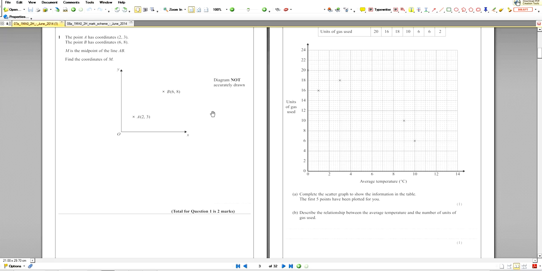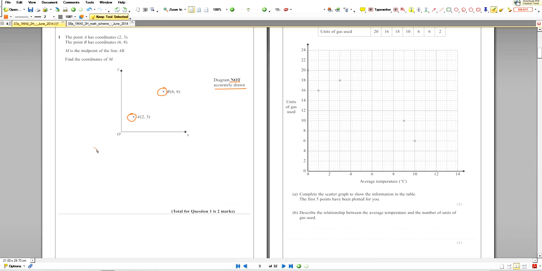So it's not necessary that you draw the line or do anything, because if you look over here, we've got it back on. Now what we need to do here, if we look at our 2 points, we don't need to draw anything because it says the diagram is not accurately drawn, so we don't need to start measuring stuff on the diagram. What we do need to know is how to work out the midpoints.